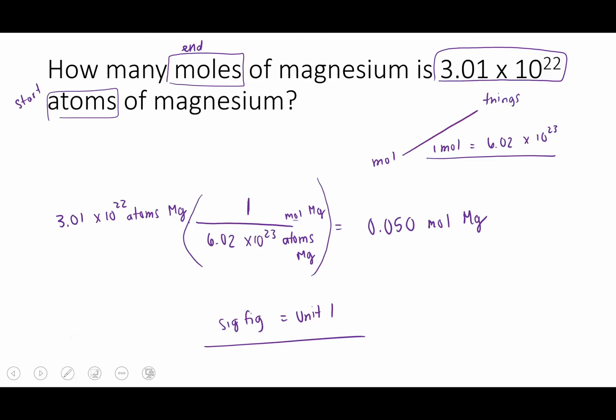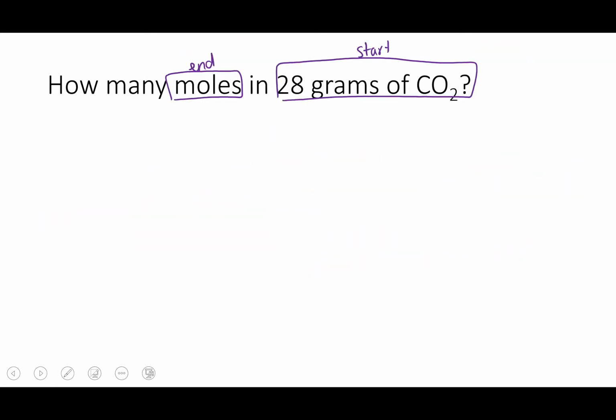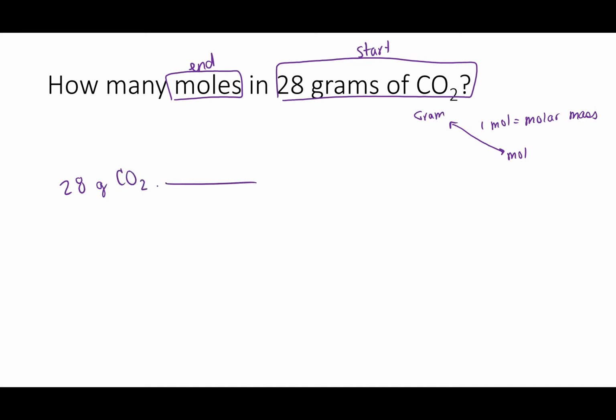So I'll redraw that on my slide over here. So gram to mole, and I know 1 mole is equal to the molar mass. Okay, so I'm given 28 grams of CO2 to start with. I don't want grams of CO2, so to get those units to cancel, I need to divide by them. So grams of CO2 goes to the bottom, and I'm going to convert up to moles of CO2 on top.